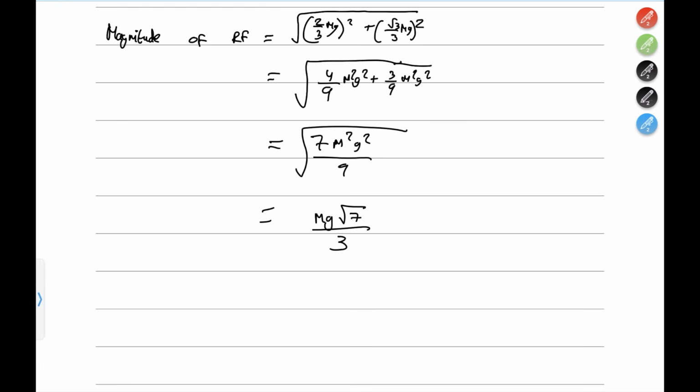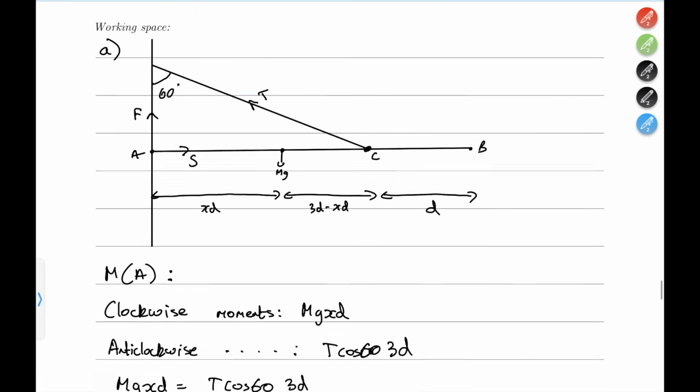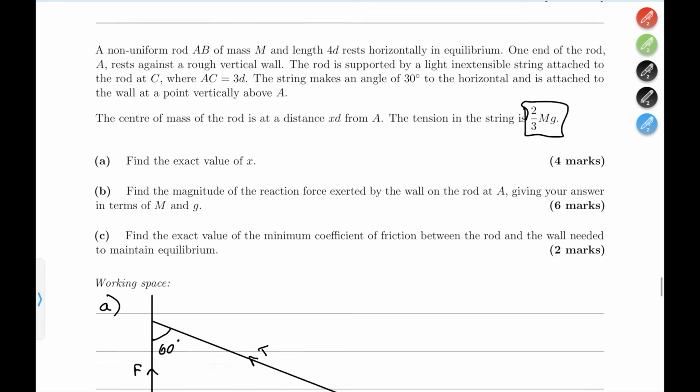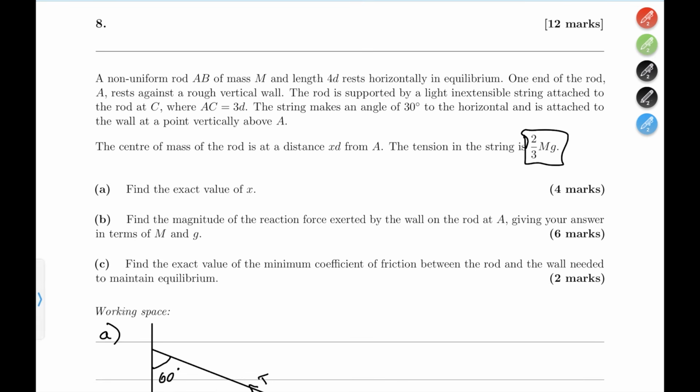So that is going to be the magnitude of, sorry, this should be a capital M. That doesn't look right. So this is going to be the magnitude of, what does it say specifically? The reaction force exerted by the wall on the rod at A. And we've given it in terms of M and g. So now we can move on to part C.